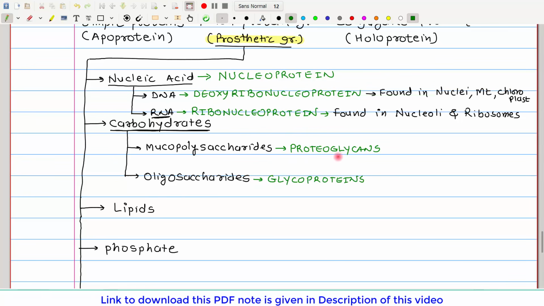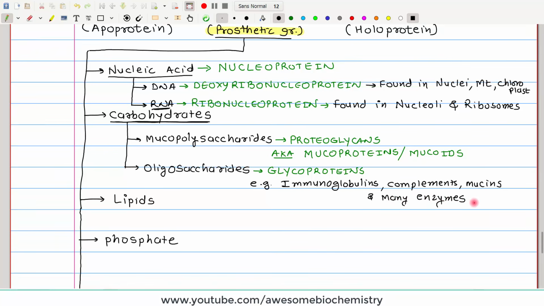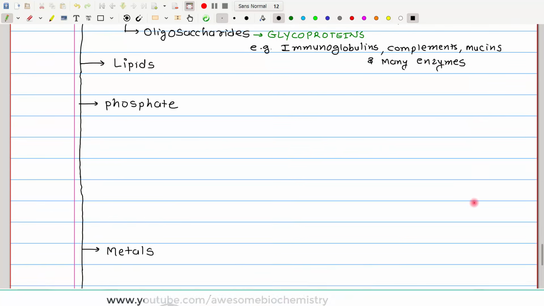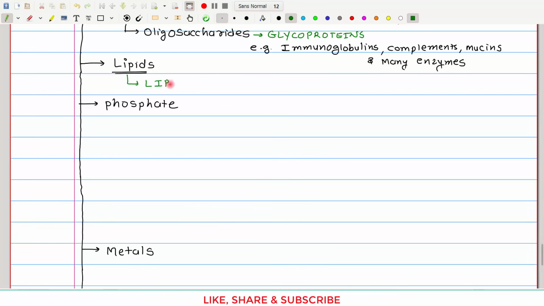Now remember, proteoglycans are also known as mucoproteins or mucoids. And glycoproteins do not have any other alternative names. Examples of glycoproteins are immunoglobulins, complements, mucins, and many different enzymes, right? Now, if the prosthetic group is a lipid, then we can call such conjugated protein a lipoprotein.